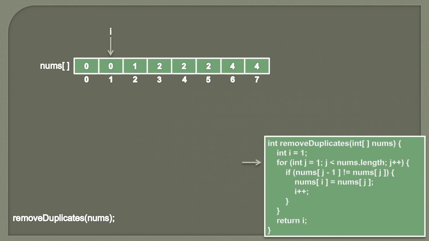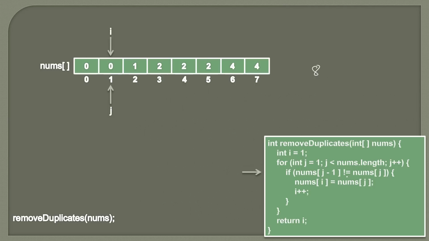So we start j also from the index 1, and why we are starting from j equal to 1 is we simply compare the current and the previous element. So we start from index 1 and j will travel till nums.length. So nums.length is 8. So 1 is less than 8. So this condition comes out to be true and the for loop will execute.